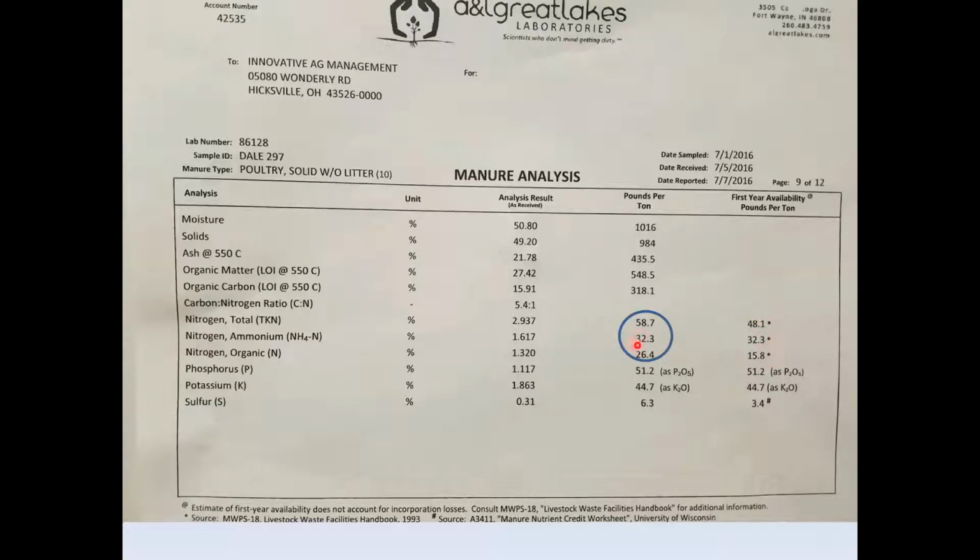See how this ammonia number of 32.3 is considered completely available? That's because it is. Ammonia nitrogen is readily able to be taken up by a plant. Organic nitrogen, on the flip side, is not completely available the first year.